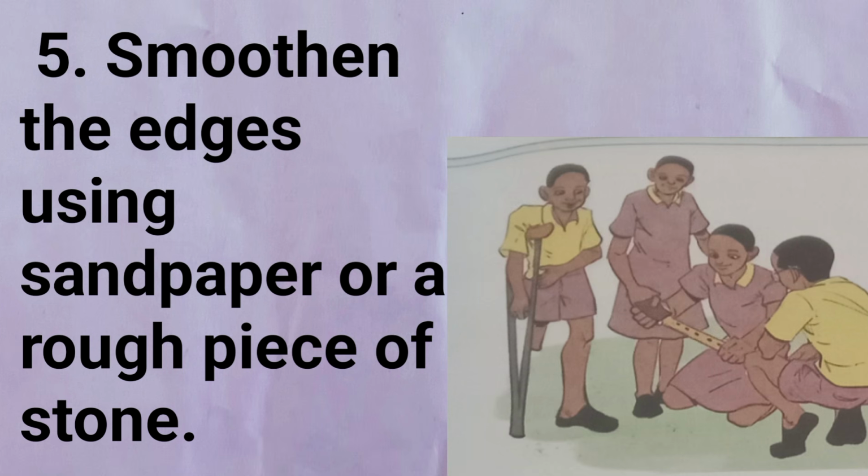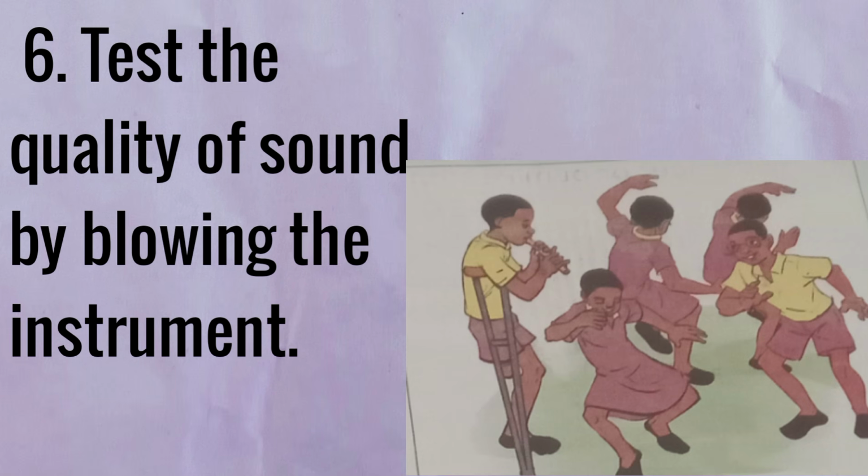Then they are going to test the quality of sound by blowing the instrument. And remember, the quality of sound, we said, will depend on the size and the material that the learner has used in making the instrument. So those are some of the important steps the learner can follow in making any wind instrument of their choice.